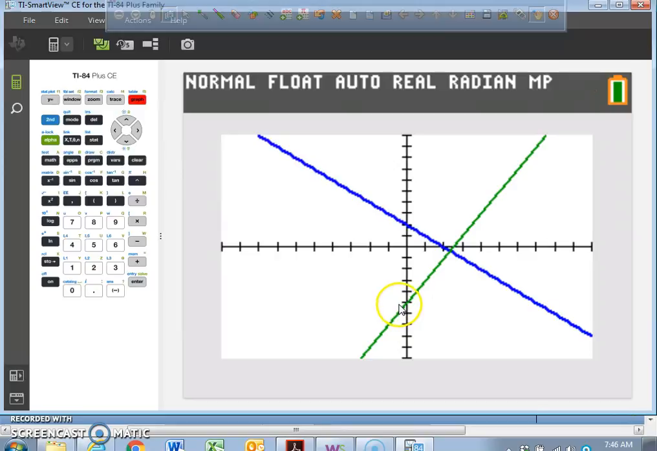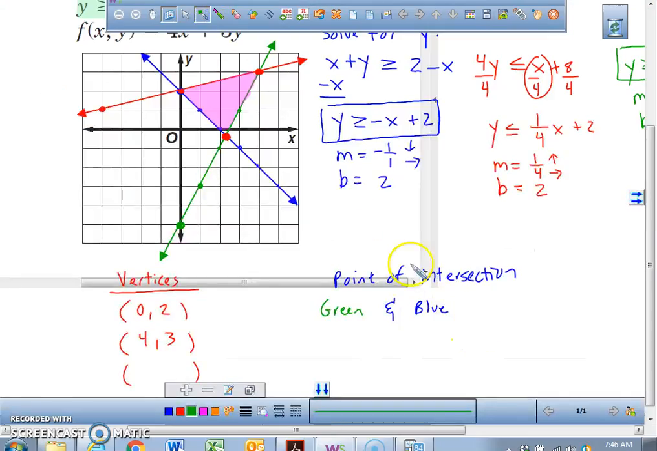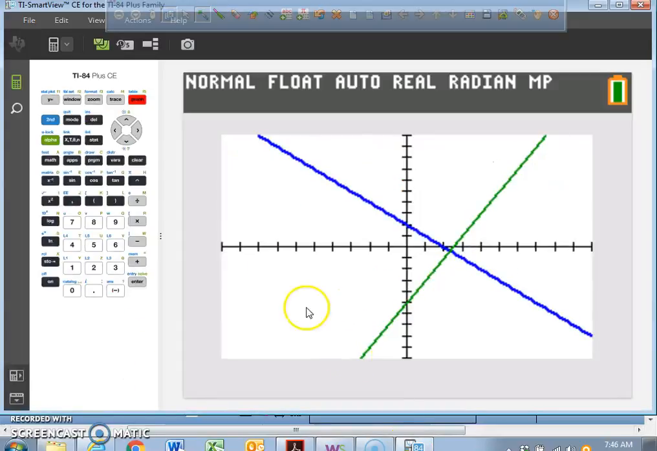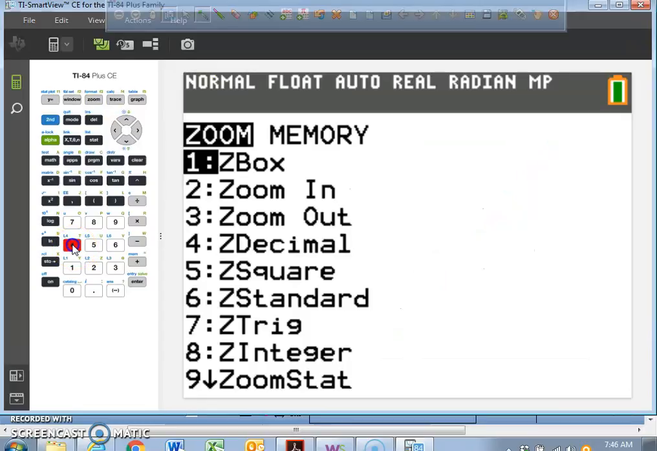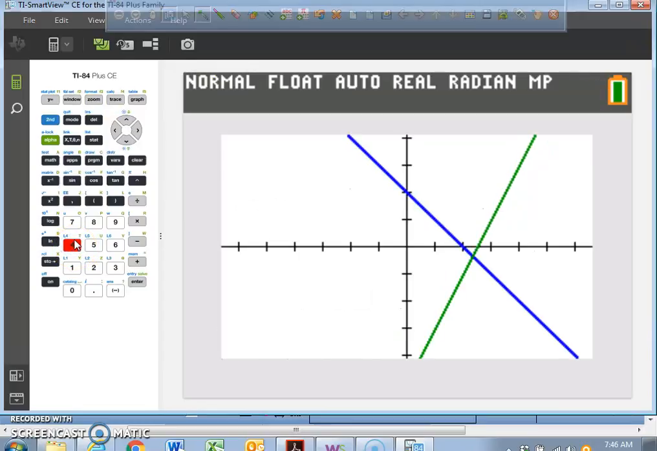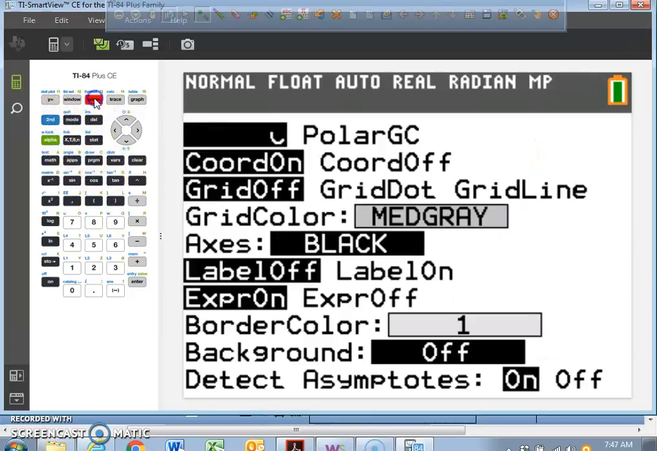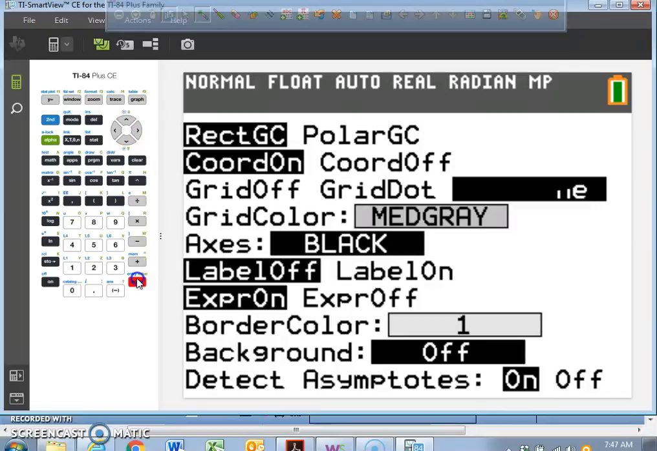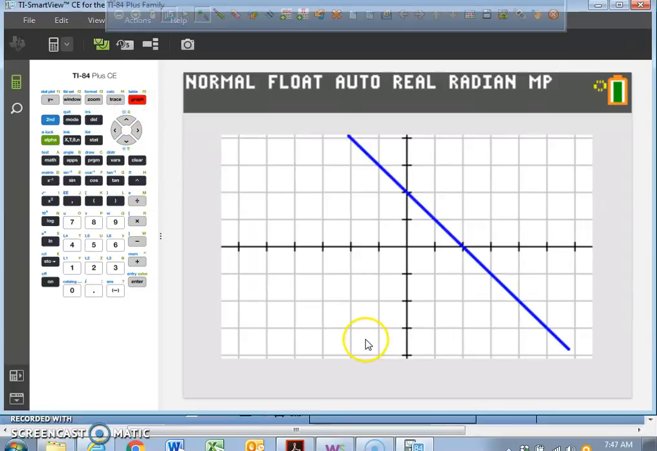There's our two lines right there. If you look at these two lines, there they are. Okay? So there's our lines right there. All right, so let's see where they intersect. Now, if you wanted to look at your graph a little bit nicer, you could hit zoom, number 4, and now it looks even better. If you want to see the grid lines, you could hit second zoom, which formats your screen, and you could turn the grid lines on, and it would look even better. There we go. There's our lines right there.